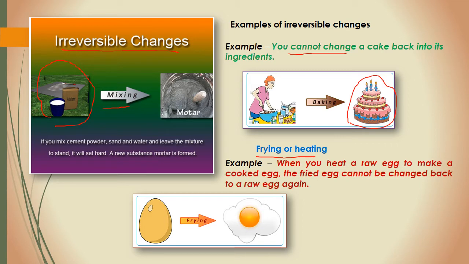Means when you are mixing all the ingredients and baking a cake, once it is gaining a shape or a position, after that you are not able to split that particular cake into the ingredients which you mixed to make it. So this is also a kind of irreversible change. In the same manner, when we are talking about irreversible changes, there is frying or heating. When you heat a raw egg to make a cooked egg, the fried egg cannot be changed back to a raw egg again. So this is called irreversible changes, which we can easily see in various thermodynamic systems.